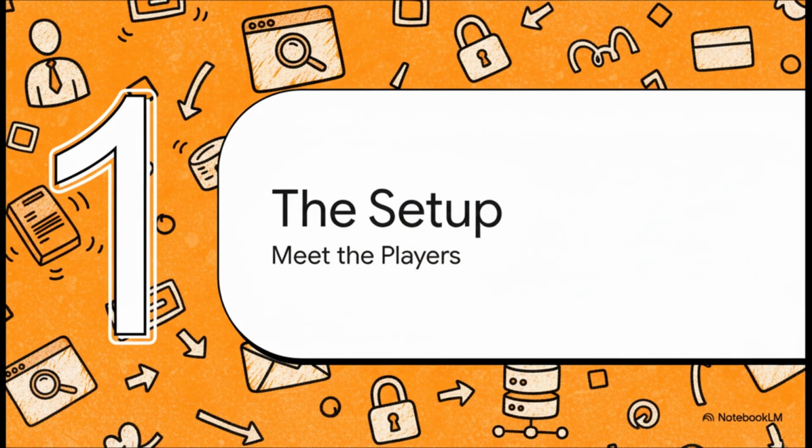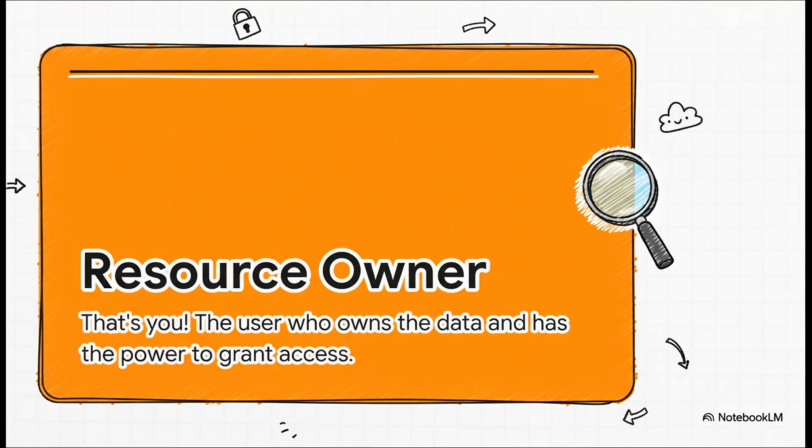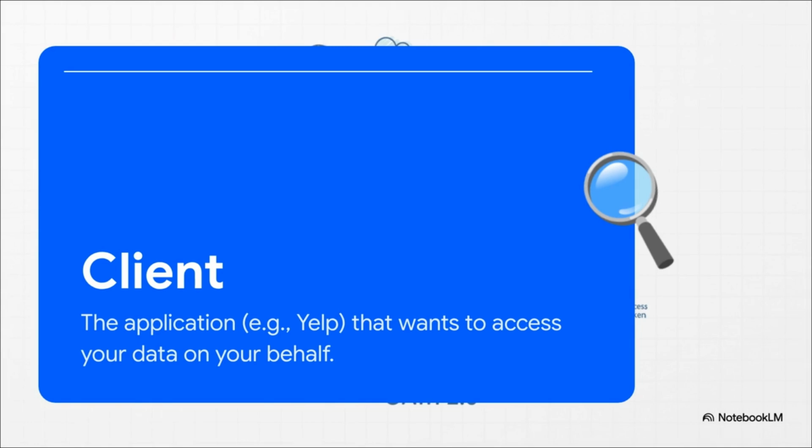To really get what's going on in this digital handshake, which has a fancy name, the Authorization Code Grant, we first need to know who's who in this little play. There are 4 key players on the field. First up, and maybe the most important player, is the resource owner. And yep, that's you. You're in the driver's seat. It's your data, and you're the only one with the power to say yes or no to an app that wants to access it.